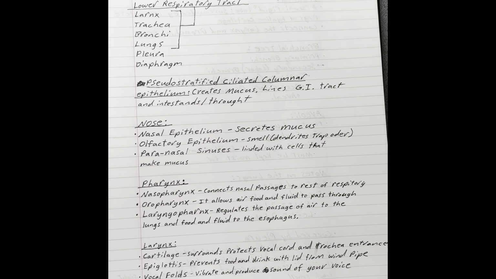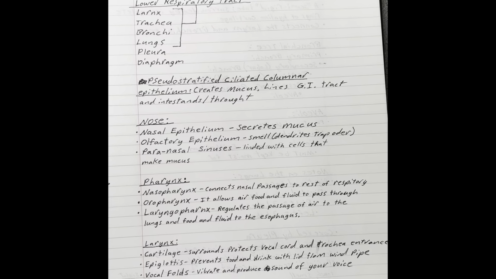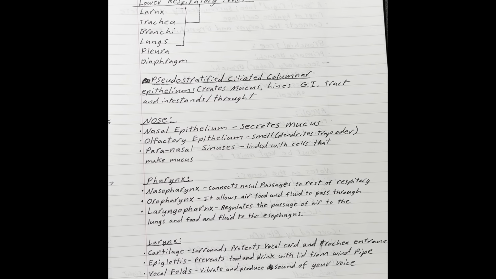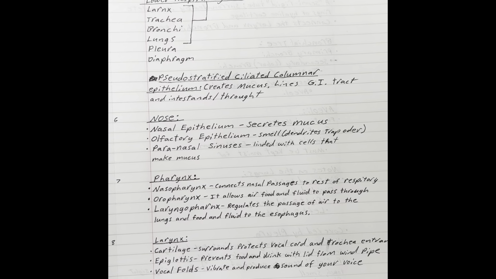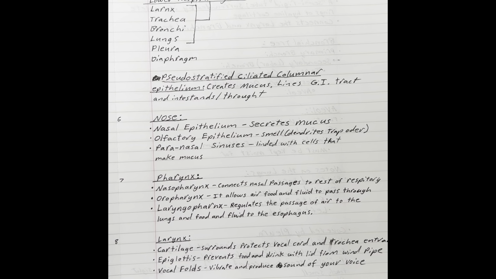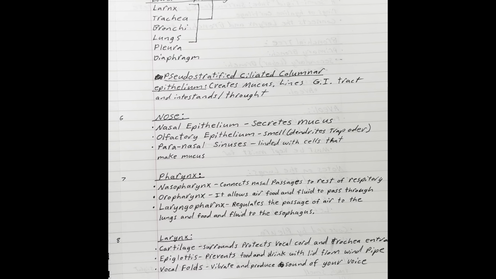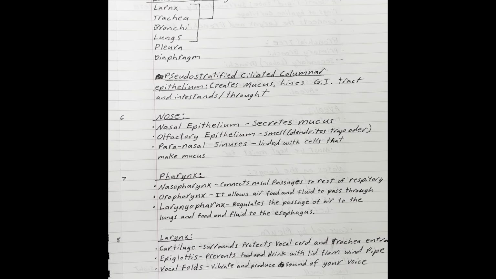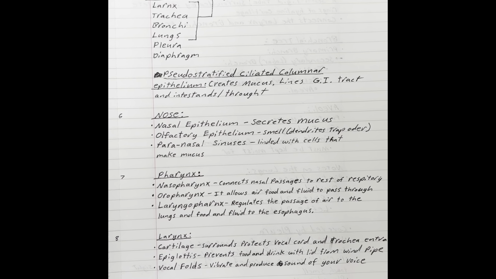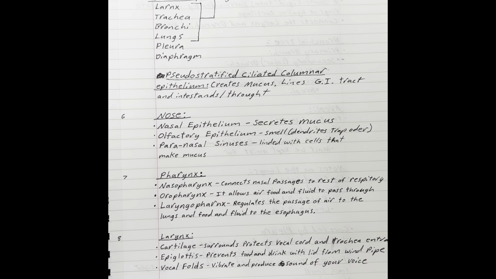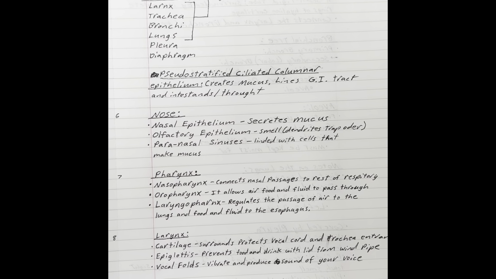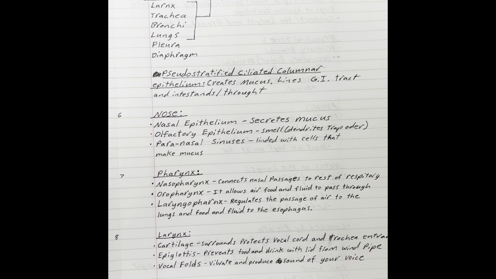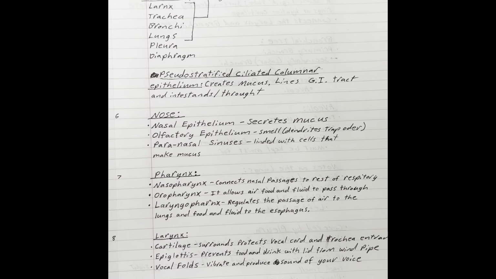Nasopharynx connects nasal passages to the rest of the respiratory system. Oropharynx allows air, food, and fluid to pass through. Laryngopharynx regulates the passage of air to the lungs and food and fluid to the esophagus.